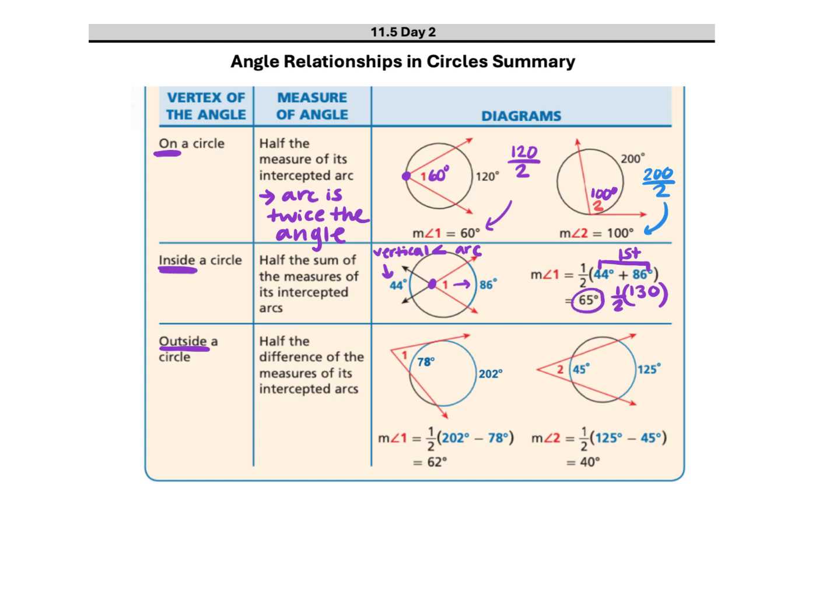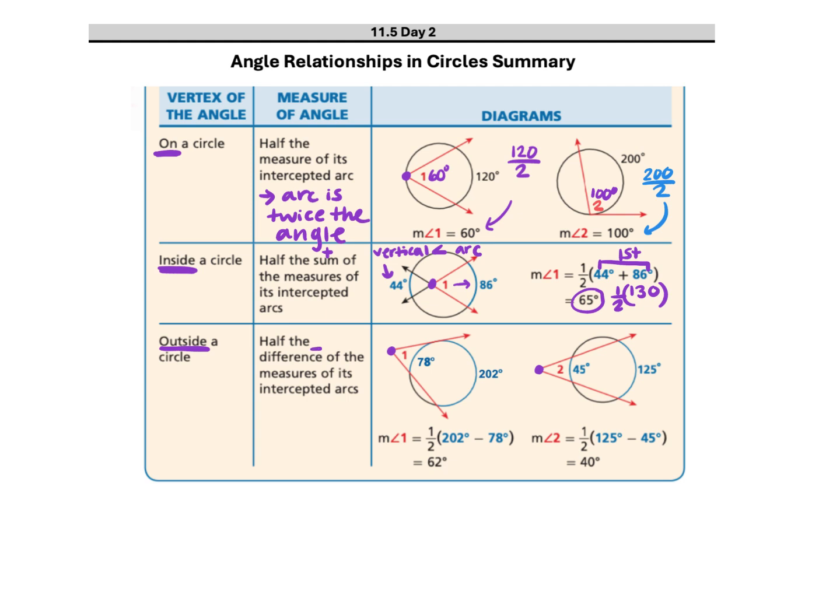Sometimes the vertex of the angle will be outside the circle. Notice in these diagrams, the vertex of the angle is outside the circle. When that's the case, the measure of the angle will be half the difference of the measures of its intercepted arcs. When it was inside, we did half the sum, we added. When it's outside, we'll take half the difference, meaning we'll subtract the arcs.